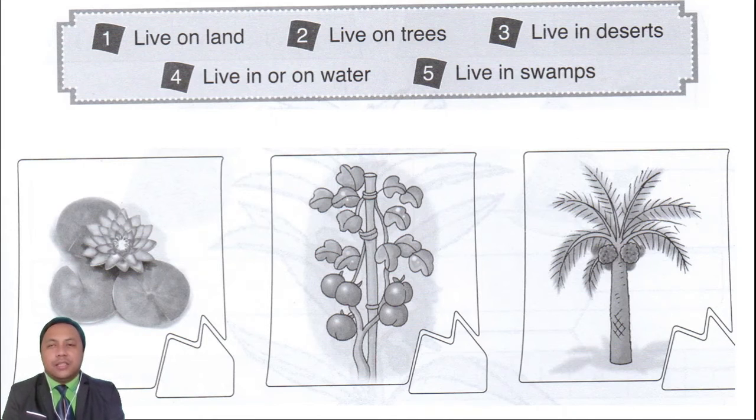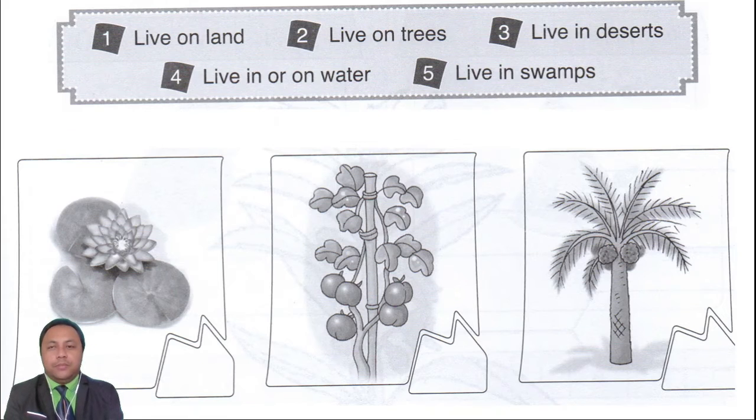Let us try to answer this exercise. You write number 1, if it lives on land. You write number 2, if it lives on trees. You write number 3, if it lives in deserts. You write number 4, if it lives in or on water. And lastly, you write number 5, if it lives in swamps.